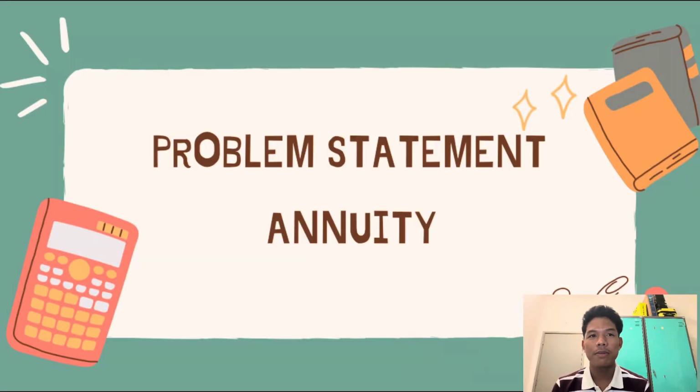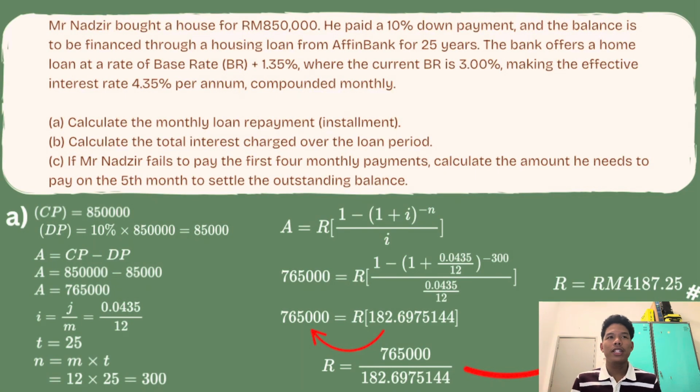Okay, next, the problem statement for annuity. Mr. Nazir bought a house for 850,000. He paid a 10% down payment, and the balance is to be financed through a housing loan from Afing Bank for 25 years. The bank offers a home loan at the base rate plus 1.35%, where the current base rate is 3.00%, making the effective interest rate 4.35% per annum compounded monthly. So A, calculate the monthly loan repayment.